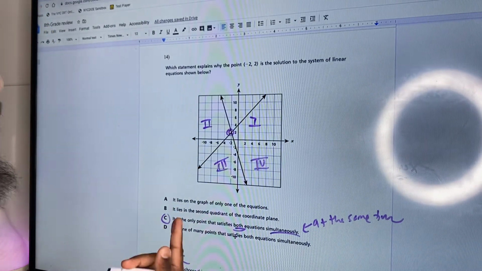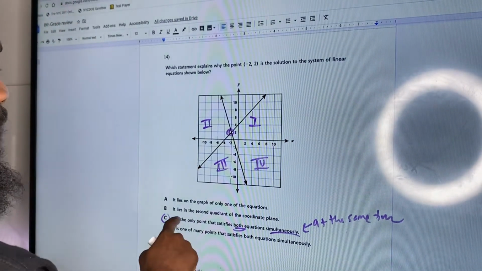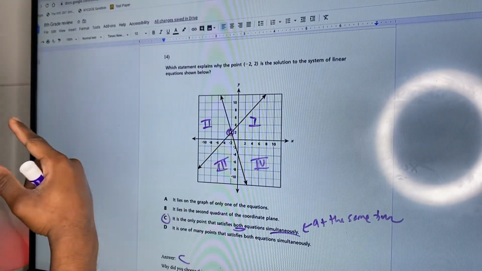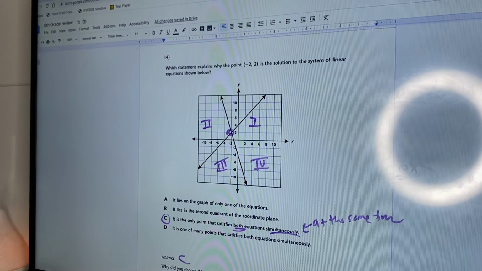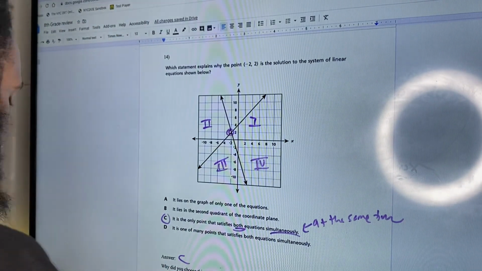And you really don't got to explain your answer here, but actually, yes, you do. You just explain whatever you wrote here, right? It is the only point that satisfies both equations simultaneously. Whatever you put here, you put here. And there you have it.